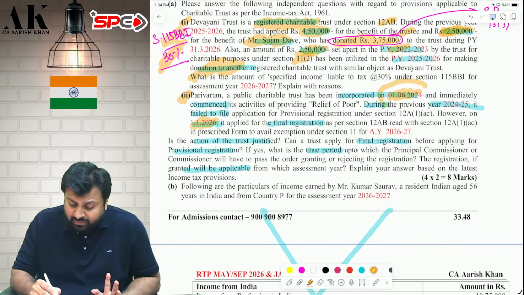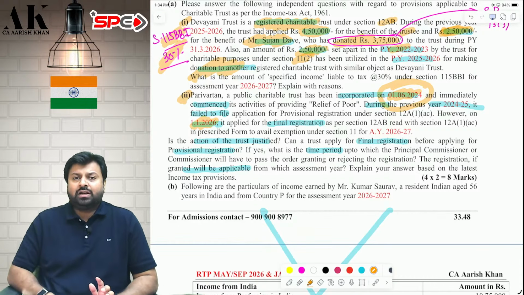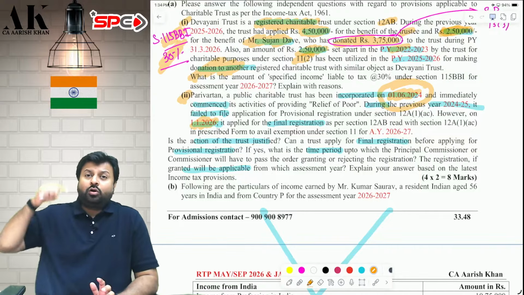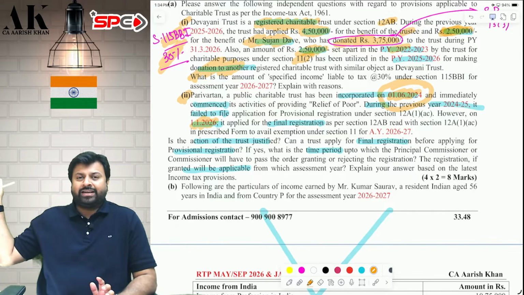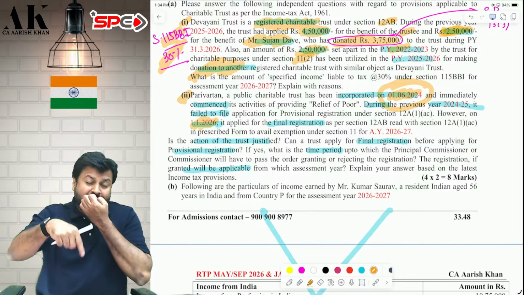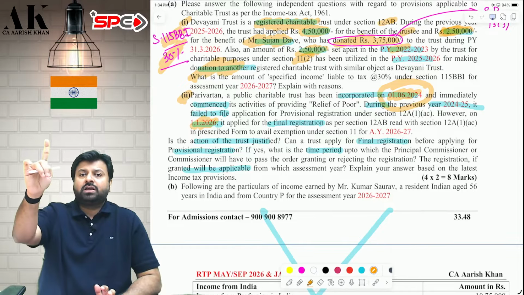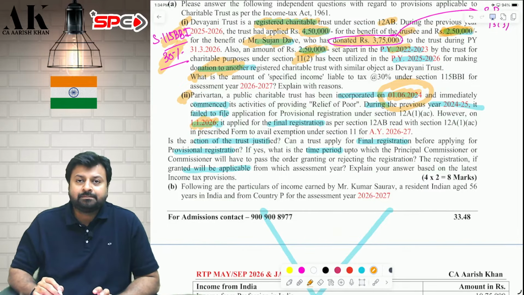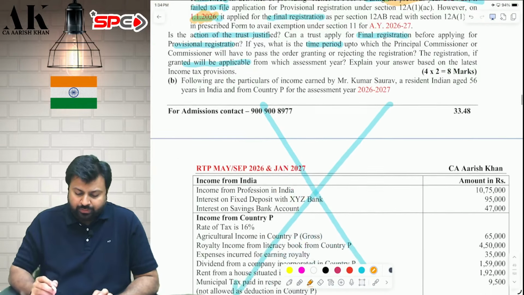Yes, if the trust would have come in 24 for making application now, in that case, they have to make a provisional application. Otherwise, if you are already an existing trust in 26, because your trust was started in 24, you can directly make an application for final registration. The commissioner will give you registration within 6 months and you will enjoy the exemption from the next assessment year. I hope it is clear to all of you.